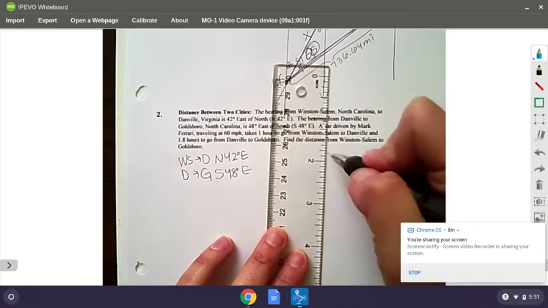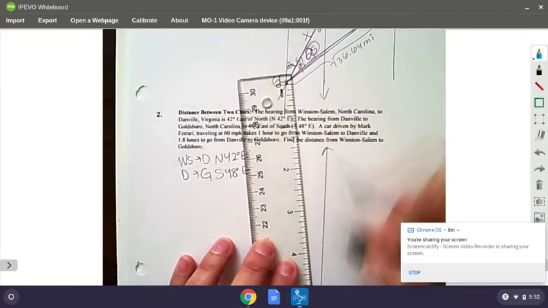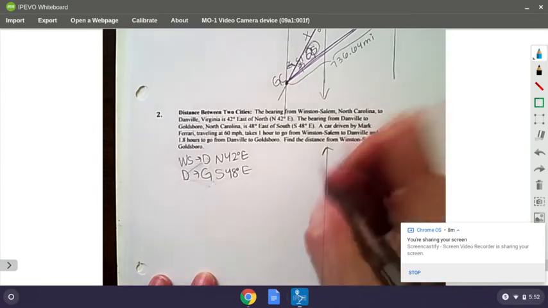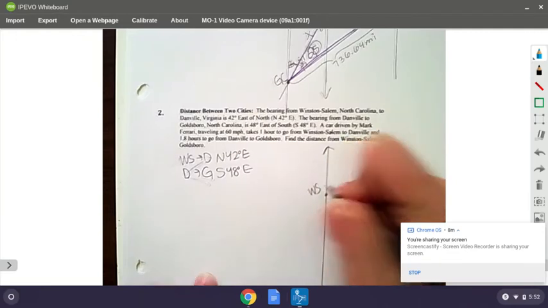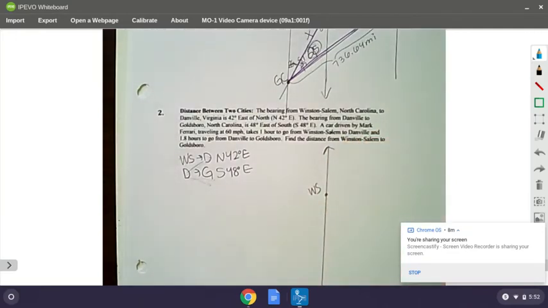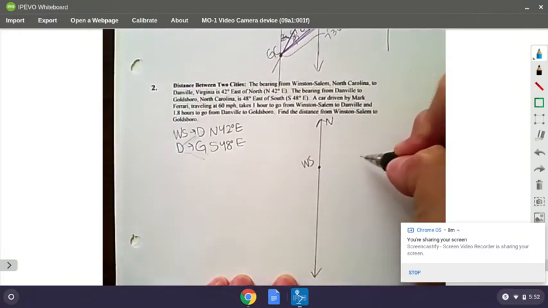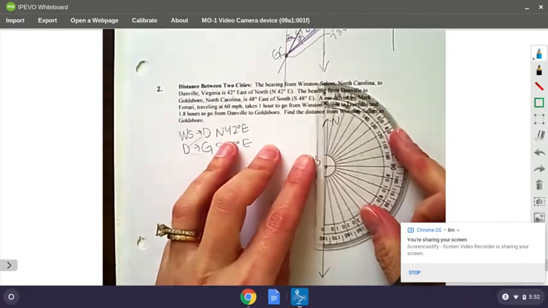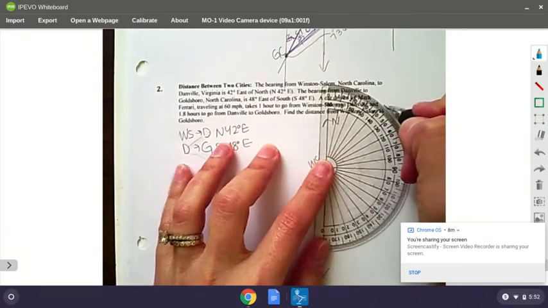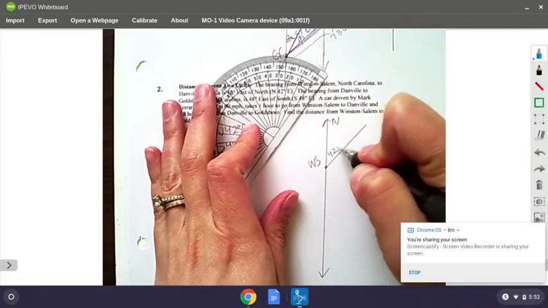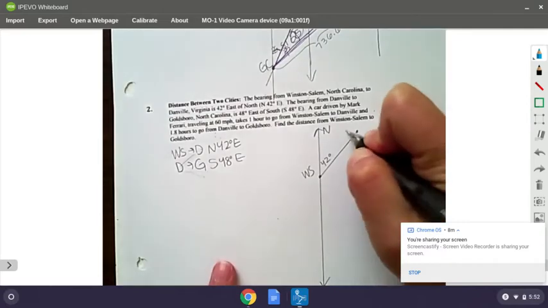It doesn't matter really which one you do first here, although it's probably a little bit easier to do Winston-Salem first, because we go Winston-Salem to Danville and then from Danville to Goldsboro, so we may as well go in order. So I'm going to make Winston-Salem here. We need 42 degrees east of north. Remember what that means is north is up here, east is to the right. So I want 42 degrees this way. Okay, so then here's Danville, let's say.